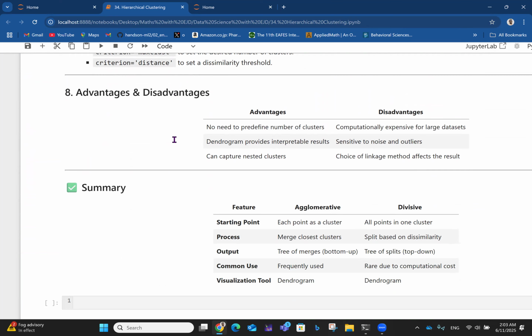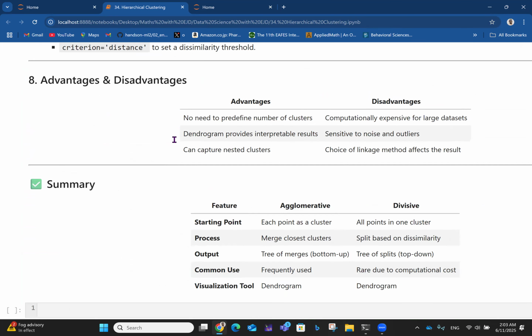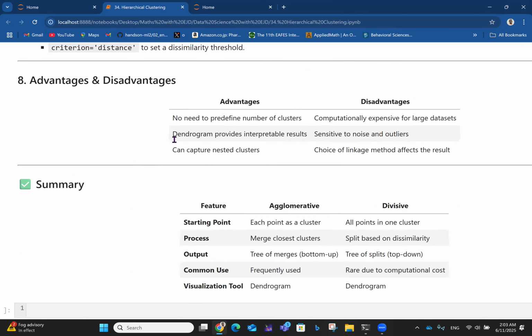What about the advantages and disadvantages of hierarchical clustering? No need to predefine the number of clusters, that's one advantage. A disadvantage is that it is computationally expensive for large data sets. Since you're merging data points in twos, that can be computationally intensive. The dendrogram provides interpretable results, but it is sensitive to noise and outliers, which is one disadvantage. Another advantage is that it can capture nested clusters.